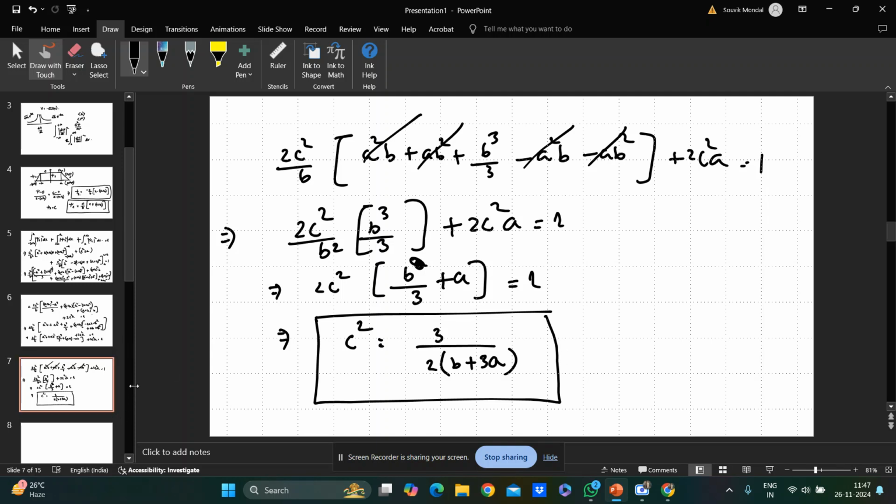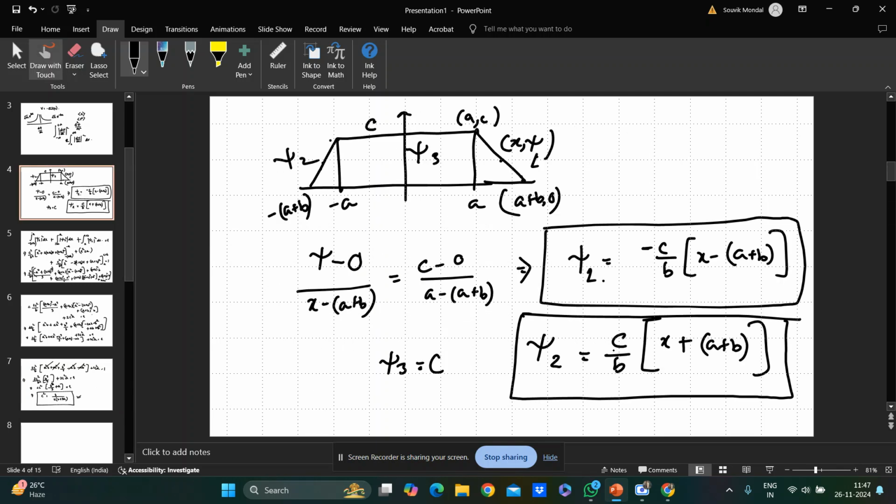So now this is done, and the rest of the thing is very fine, because we already know the psi 1 and psi 2 and psi 3. So d psi 3 dx is simply 0. Don't bother about it. d psi 1 dx. What is d psi 1 dx? d psi 1 dx is minus c by b. And what is d psi 2 dx?